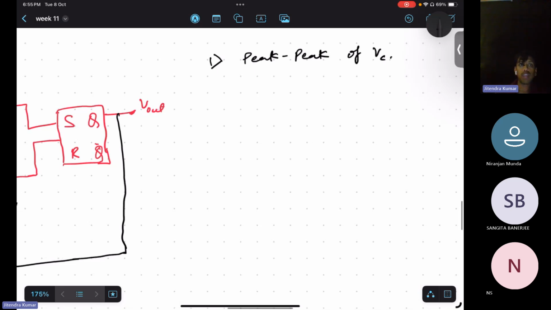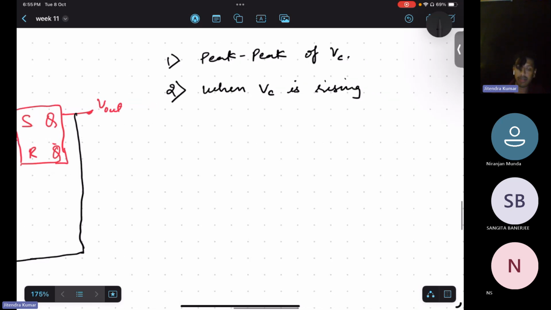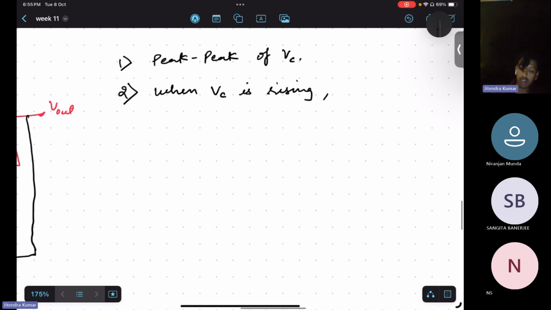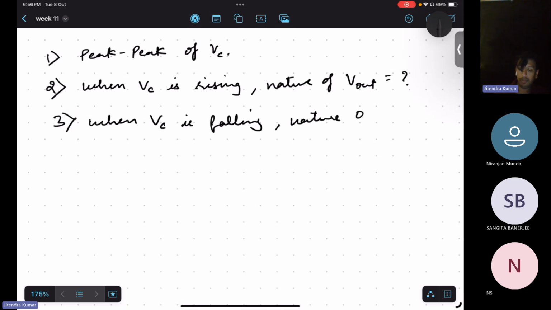Now we have to find out the second thing. When VC is rising, because VC is the capacitor voltage, either it will rise or fall, so when it is rising, then the nature of V out. Similarly, when VC is falling, the nature of V out.